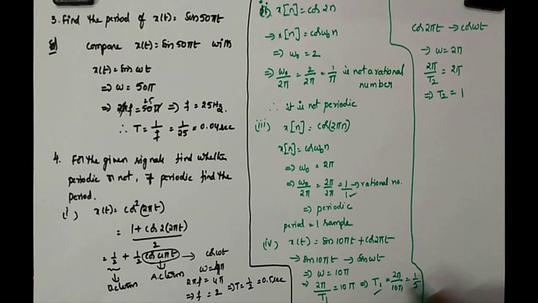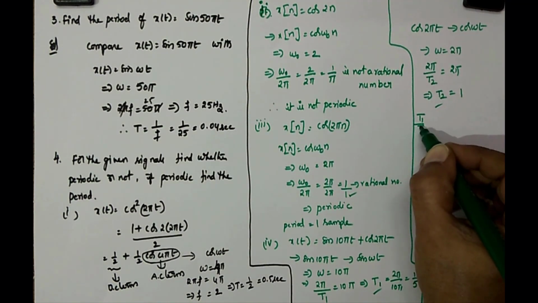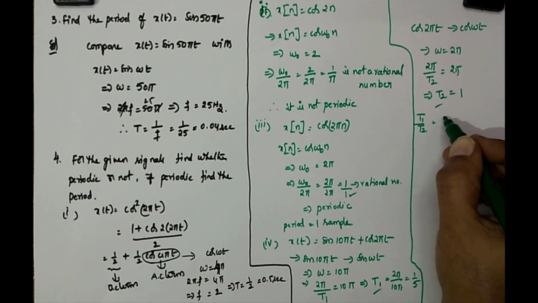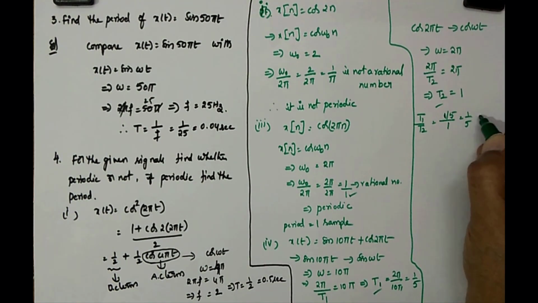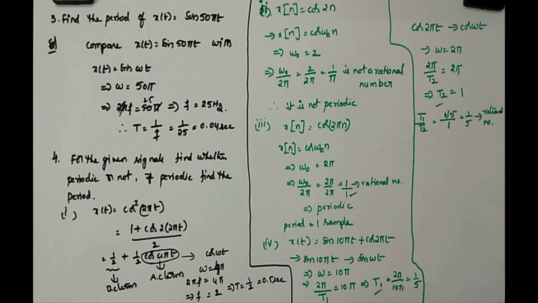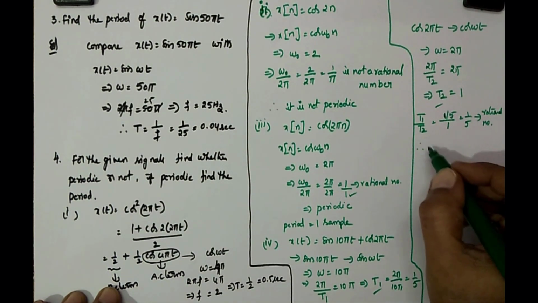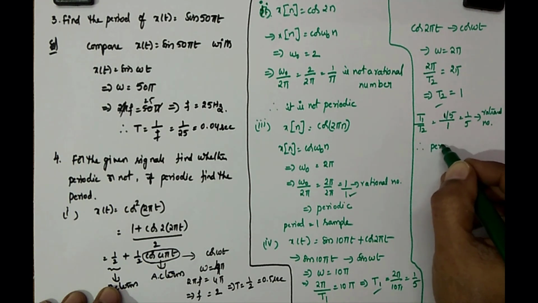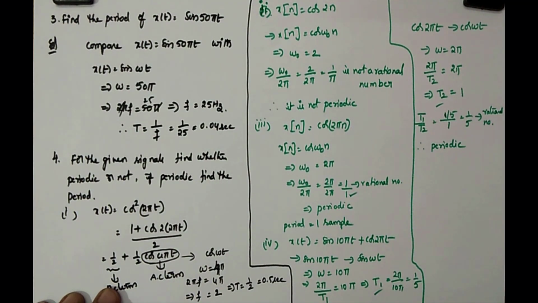Now after getting T1 and T2, just take the ratio T1 by T2, 1 by 5 by 1. So we'll get 1 by 5. What is this? This is a rational number. T1 by T2 is a rational number. Therefore, the given signal is said to be periodic.